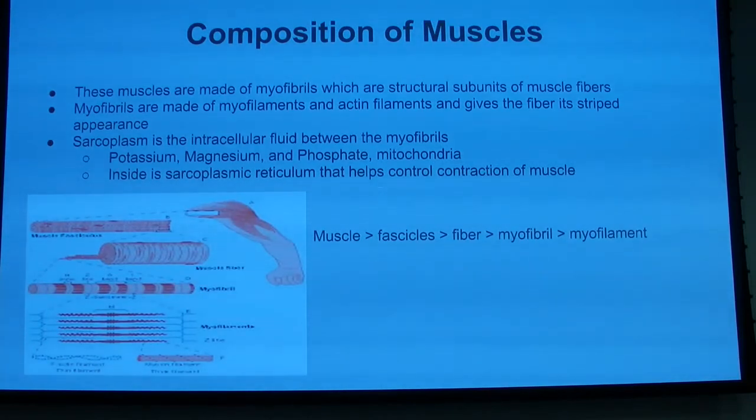So what are these muscles made of? These muscles are made of myofibrils, which are structural subunits of muscle fibers. Myofibrils are made of myofilaments and give the fiber its striped appearance. Let's take a look at this drawing.